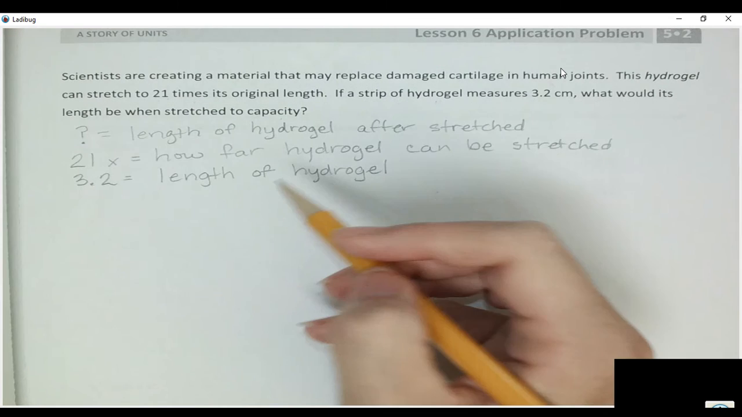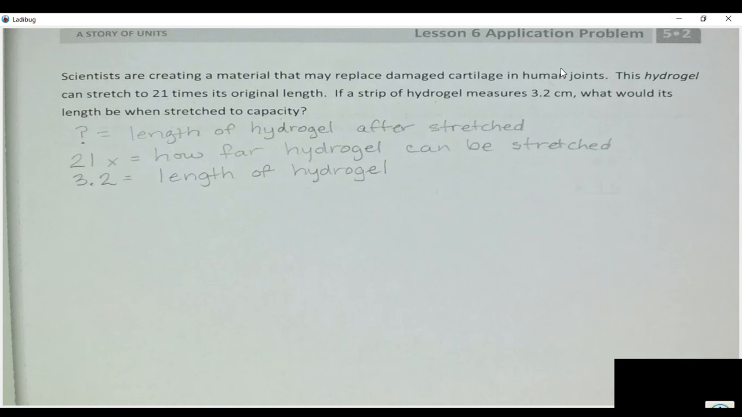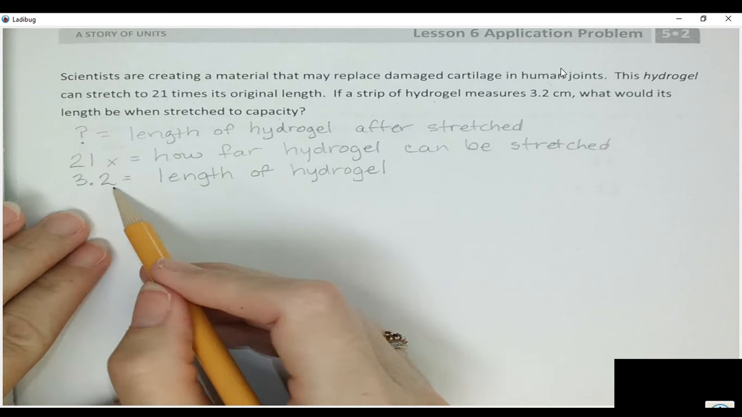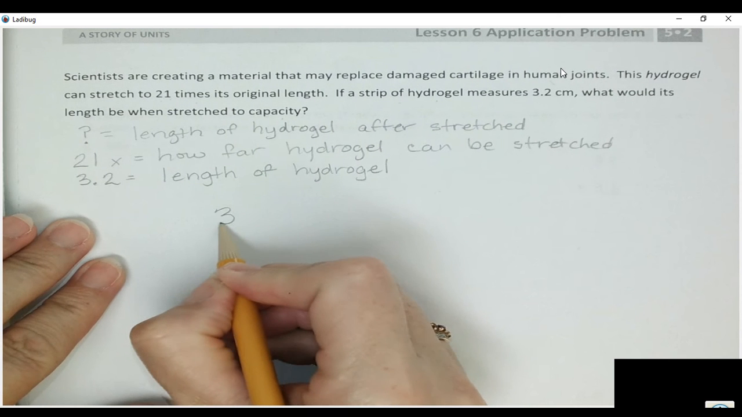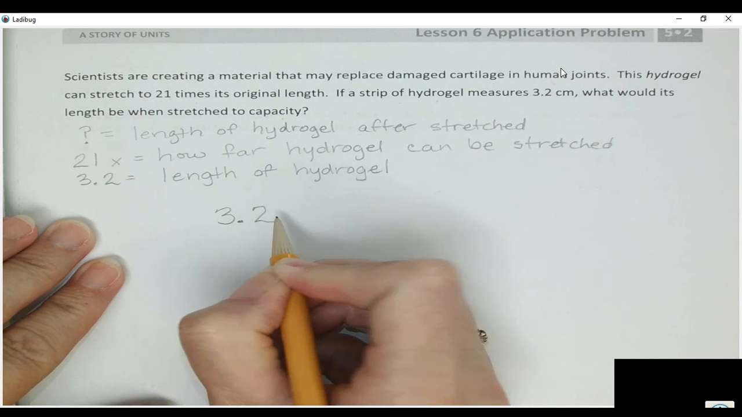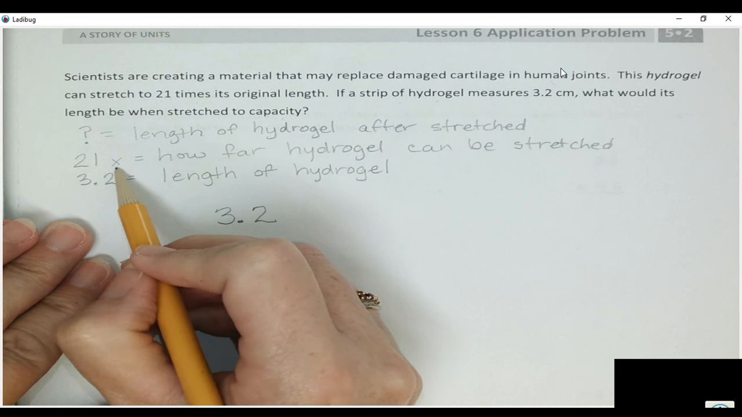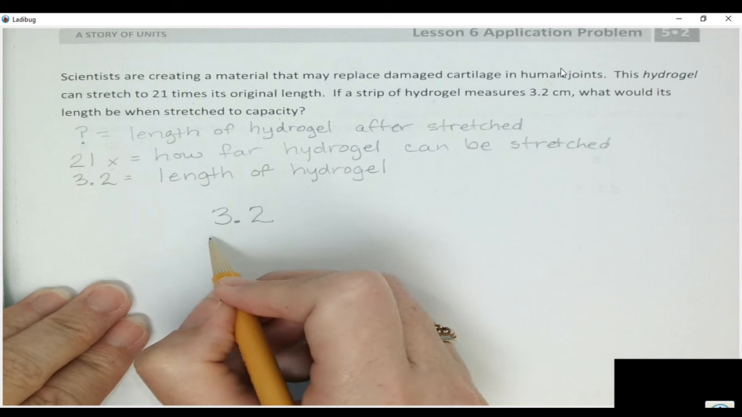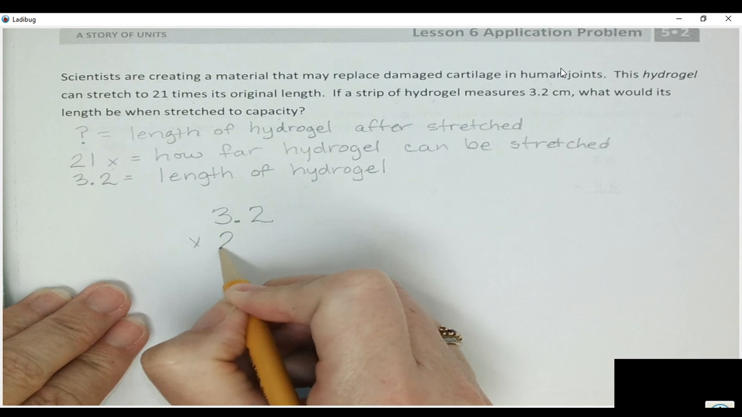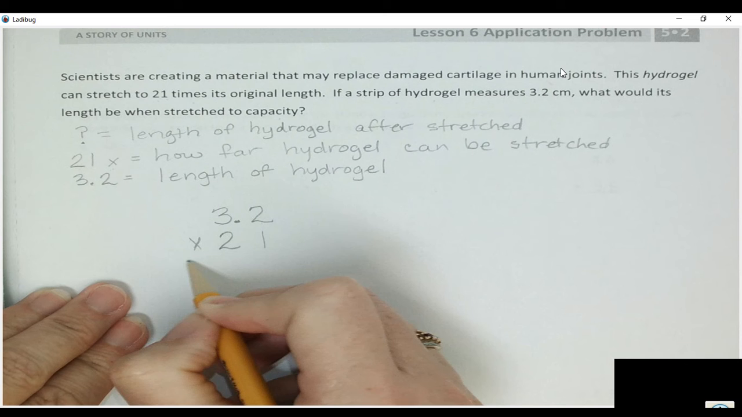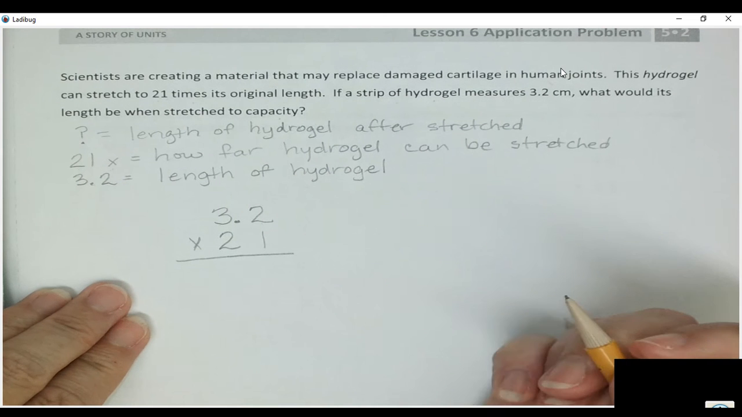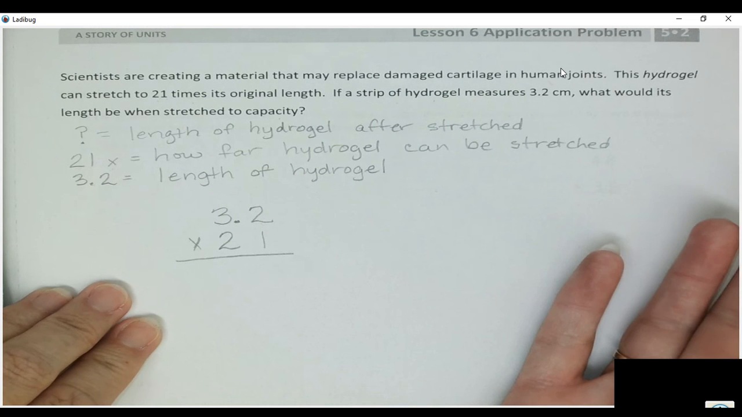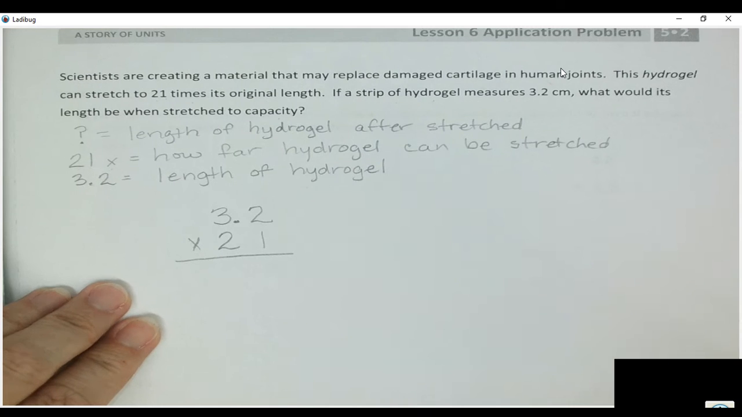So to find out how long it would be after we stretch that piece to capacity, if it starts out at 3 2/10 and it stretches to 21 times its capacity, we're going to multiply 3 2/10 times 21. Now, there are a couple ways we can do this. We can use our area model. We can use the standard algorithm. I'm going to start by using the standard algorithm.